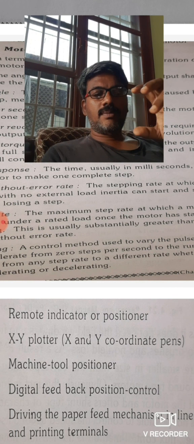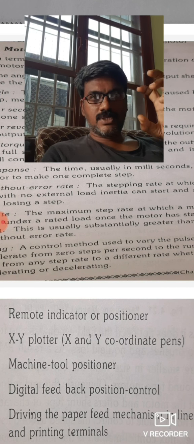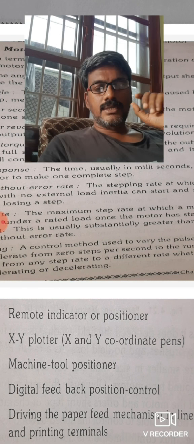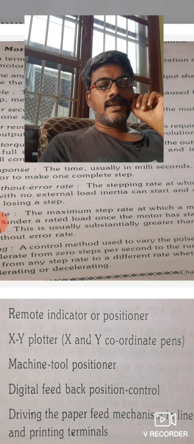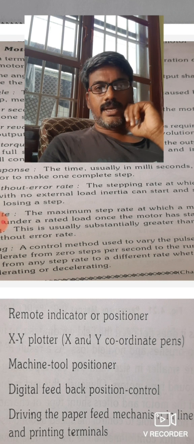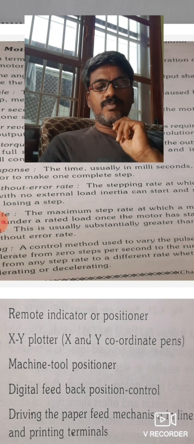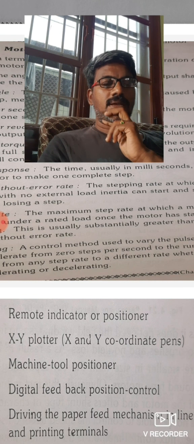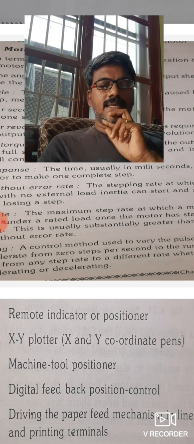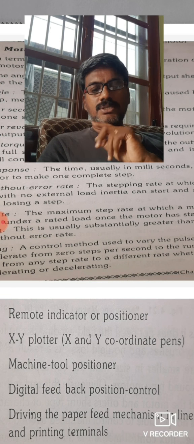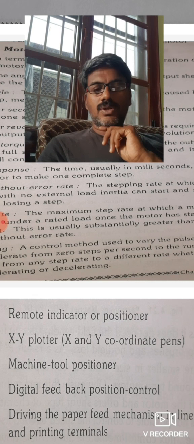The maximum step rate at which a motor will run under a rated load once the motor has started rotating. This is usually substantially greater than the start without error rate. Generally, it is greater than the start without error rate, and that is known as the slew rate.